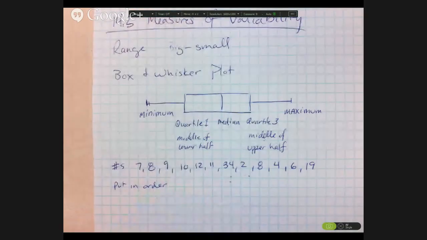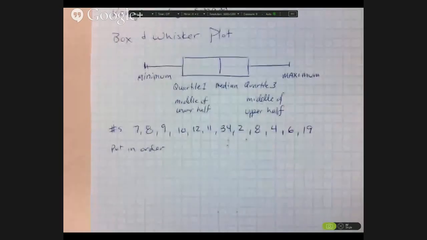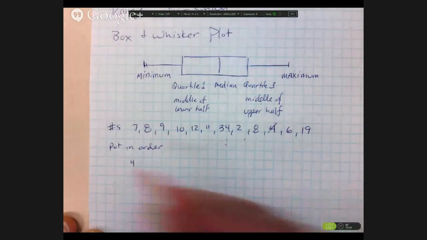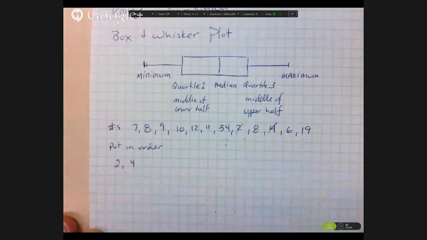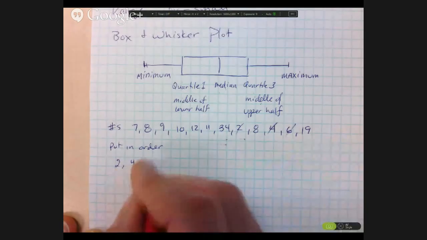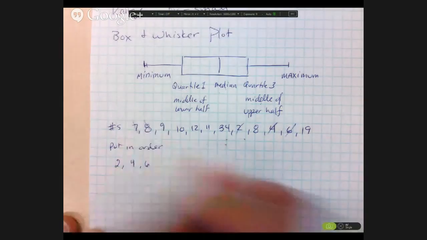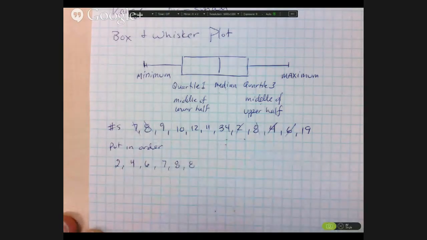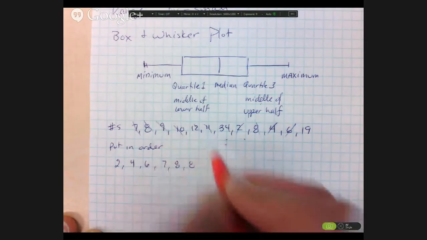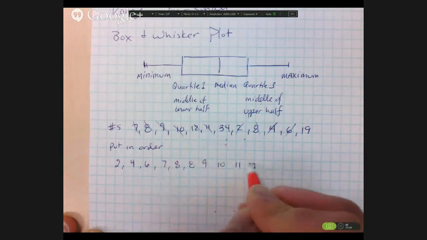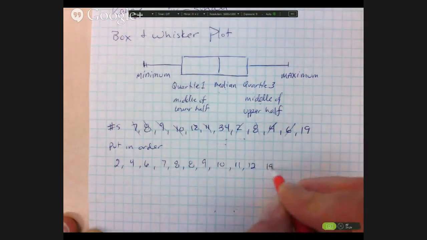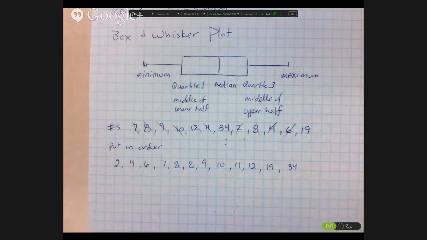So put them in order first, right? You remember that? Put them in order. So 4. Oh, there is a 2. Seven, 8, 8, 9, 10, 11, 12.